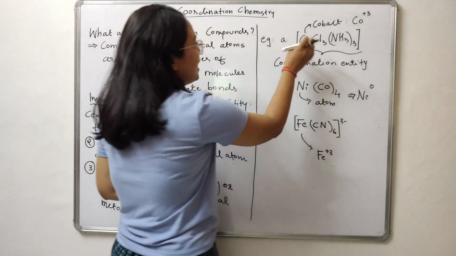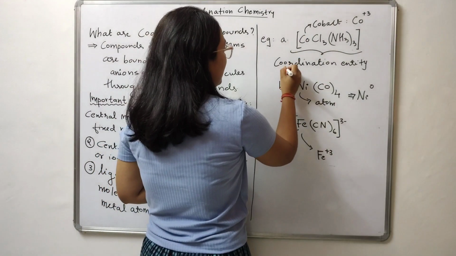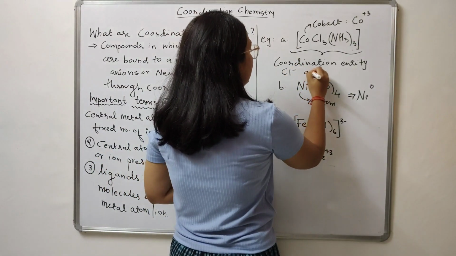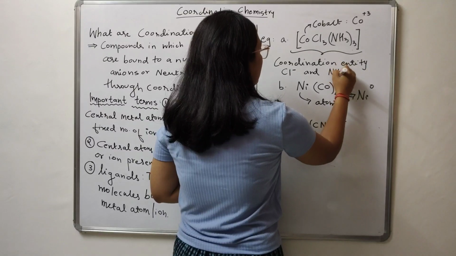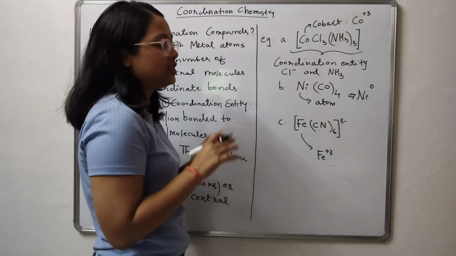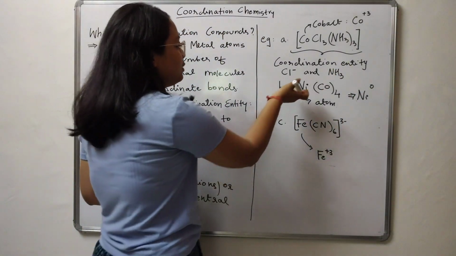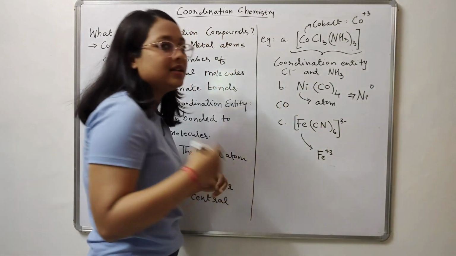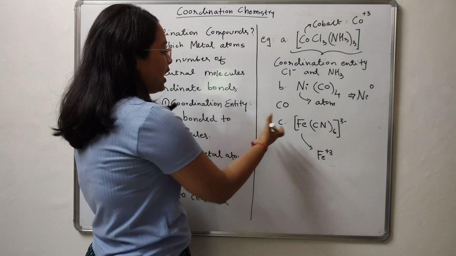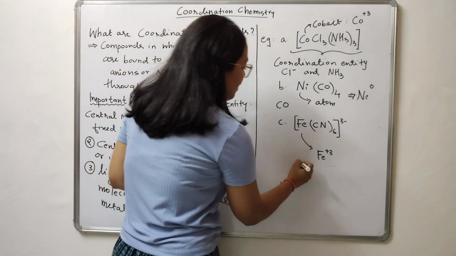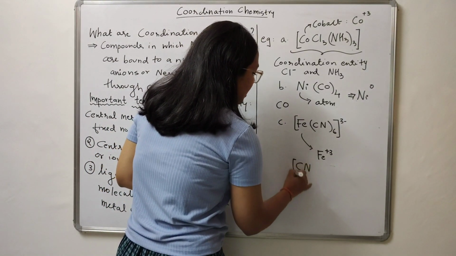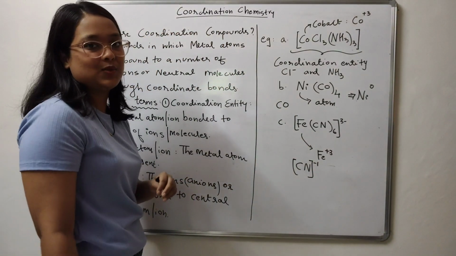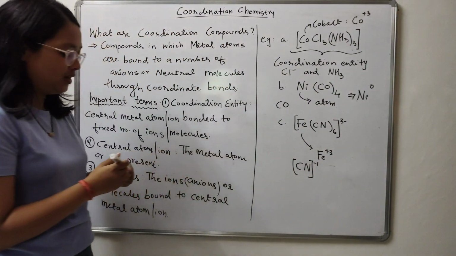The ligands in this particular example are chloride, which is negatively charged, and ammonia, which is neutral and does not carry any charge. Similarly, in the second example, the ligand that we have is carbonyl, which is again neutral in nature, and in the third example we have the ligand cyanide, which is anionic in nature as it carries a -1 charge. With that, I will conclude today's video.